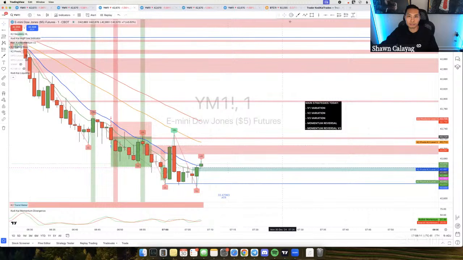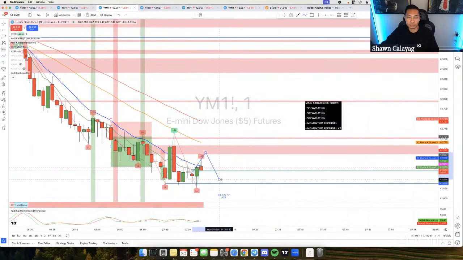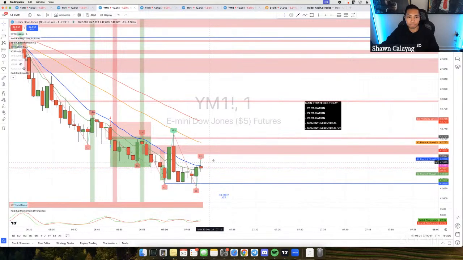What you would need to see here is possibly a double body rejection off this structure and then come back down. The only problem here is that we have the news price right here, this pink line. So that's a red flag for me. I don't trade at news. So I don't think I'd be able to take a V1 variation around this area.